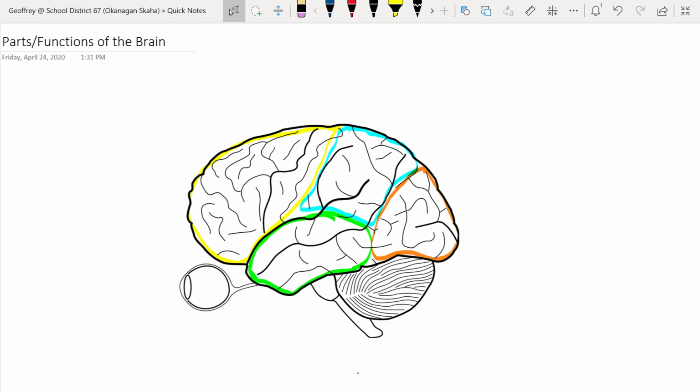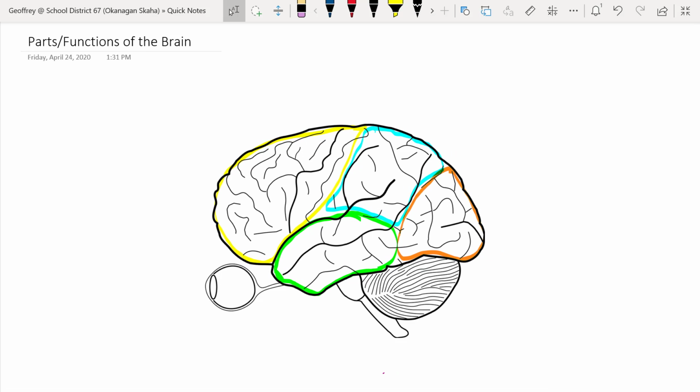We are starting the nervous system, and this is basically the part of our body that connects us to our outside world. And so, what we're going to do to start is go through the parts and functions of the brain areas. I've posted a document that looks just like this in Microsoft Teams, and we're going to go through this and you can check it out.